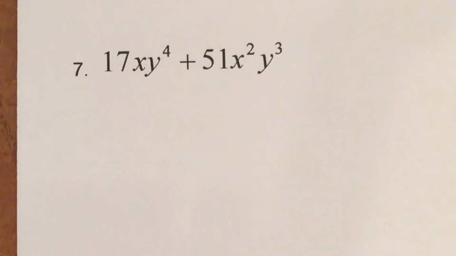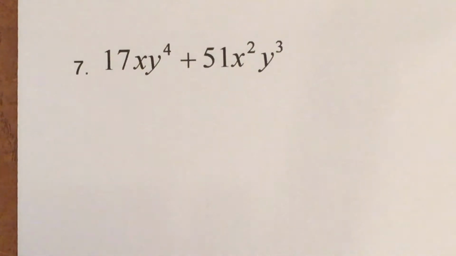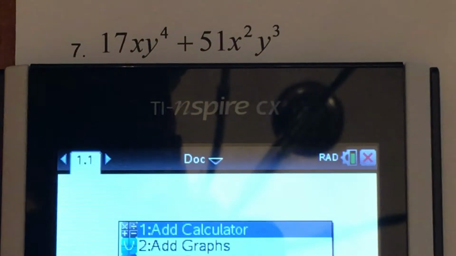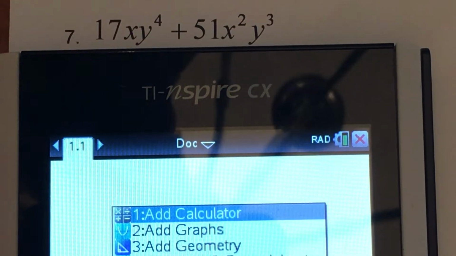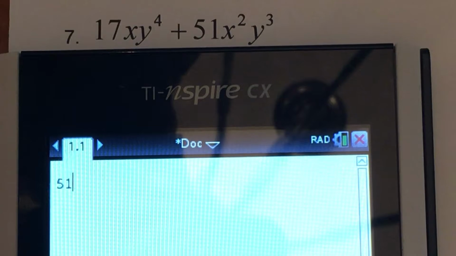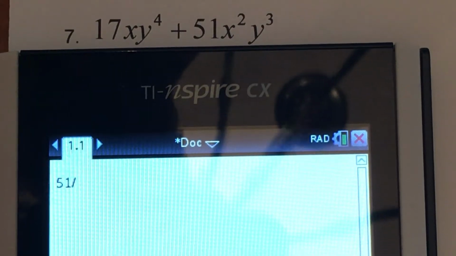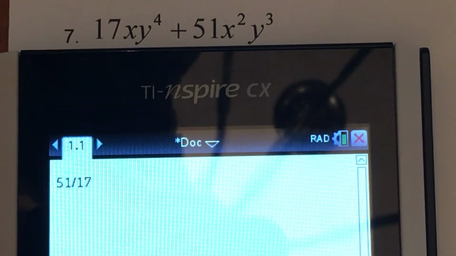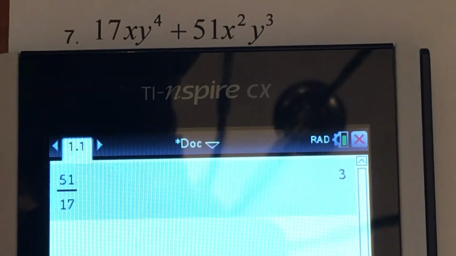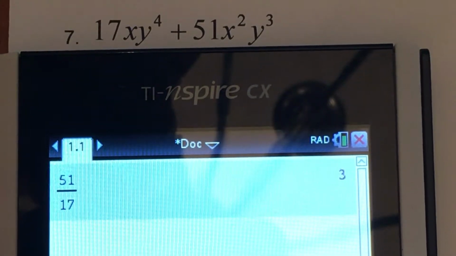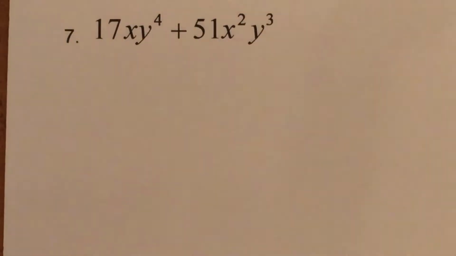So let's just check. Let's see if 51 and 17 are related. So to do that, let's go put this into your calculator and just say 51 divided by 17. Check it out. I got a 3. So yeah, they are very related. Let's go use it.